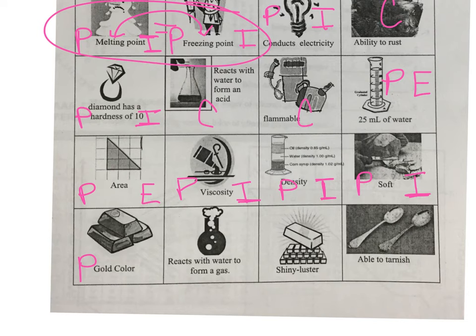All right, gold color. Physical, is that intensive or extensive? Intensive. All right, reacts with water to form gas. Whatever. You know, the other way. It's chemical. I said that backwards. Shiny luster. Physical. Intensive. Does that have anything to do with its size? Wait, is that about size? Extensive has to do with size. Has to do with amount. Unless if you cut it. So extensive is based off of numbers and stuff. Okay. Ability to tarnish. Chemical.